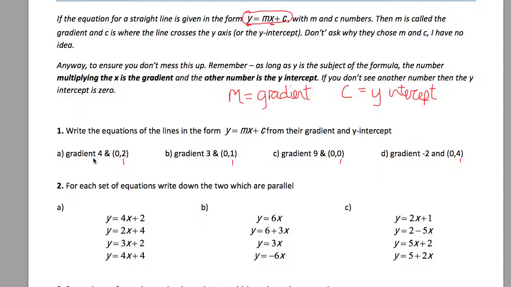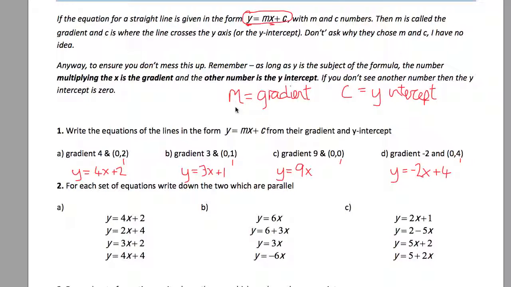So if we just go along, we'll say, right, so y equals, gradient is 4, so that just means 4x plus 2. This one is y equals, gradient is 3, so that's 3x, 3 there, and that's plus 1. Okay, this one is y equals, gradient is 9, 9x, but there's no intercept, and y equals, again, have a negative gradient, so that's 2x plus 4. Okay, so that's as simple as that.